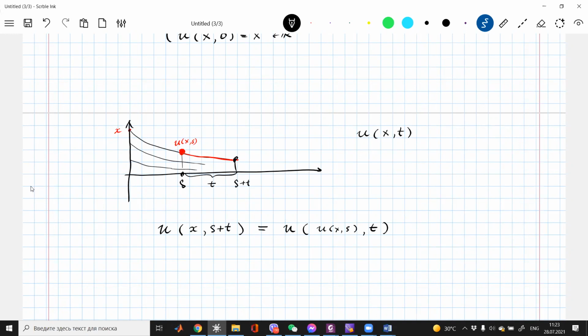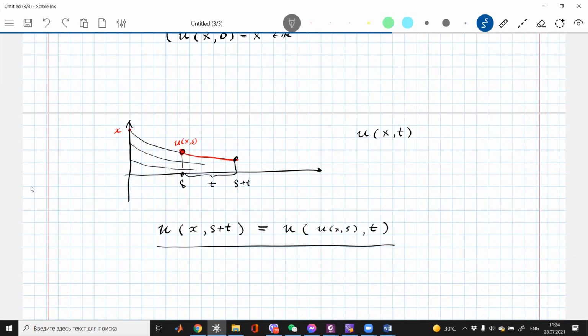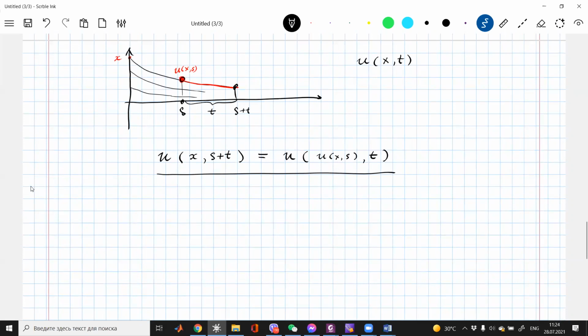And now for the Markov process, we can get a probabilistic analog of this property. As we said, the Markov process depends on the whole past only through the value of the last observed point. So this is the same as we have in the deterministic dynamical system. Now we are interested in finding an analog of this property: that we can find the value of the point at time s plus t through the value of the point at time s.